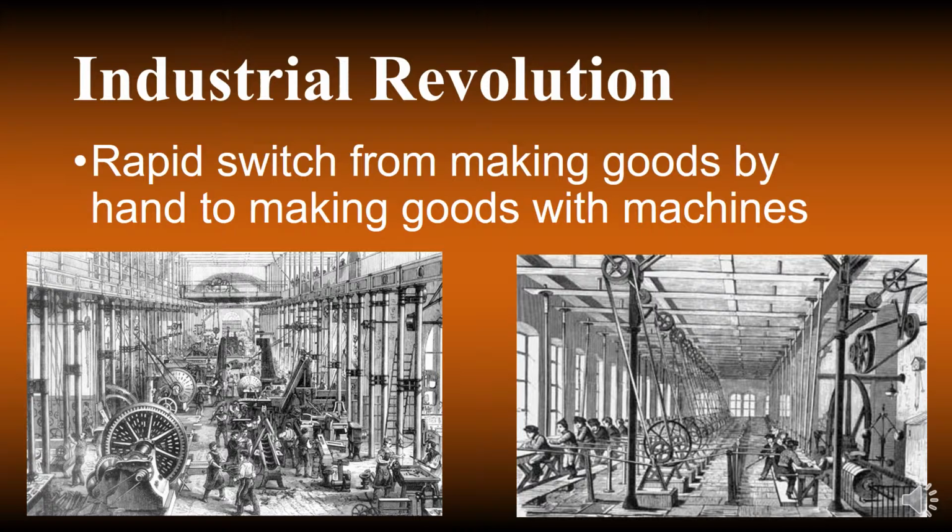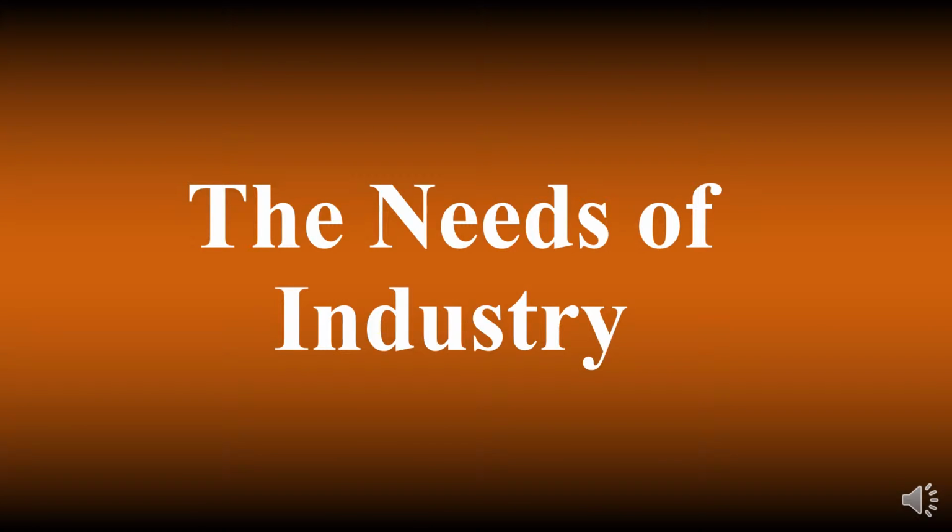First off, what is the Industrial Revolution? The Industrial Revolution began in England and moved over to the United States predominantly during the Civil War when there was a high need for manufactured products during the war effort. It represents a rapid switch from making goods by hand to making goods with machines. In order to successfully go about an Industrial Revolution, you need several things.